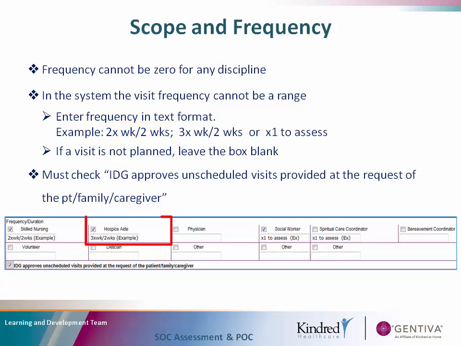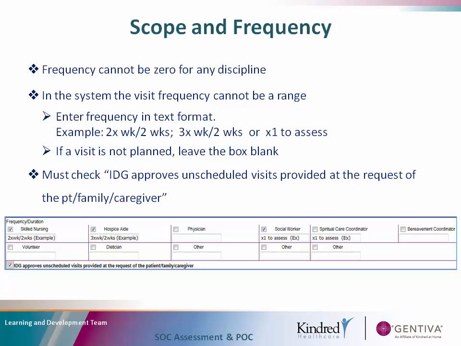If a hospice aide is needed, the admitting RN makes the hospice aide assignment. Based on that assignment, let's say the hospice aide is to see that patient 3 times per week for the next 2 weeks. That would be written as 3 times a week times 2 weeks. If the physician is not scheduled to see the patient, leave that blank. For the social worker and spiritual care, this frequency is from now to the first IDG meeting. We know that those disciplines are required to assess the patient within 5 calendar days from election of the hospice benefit. So we would also write, as you do now, times 1 to assess.